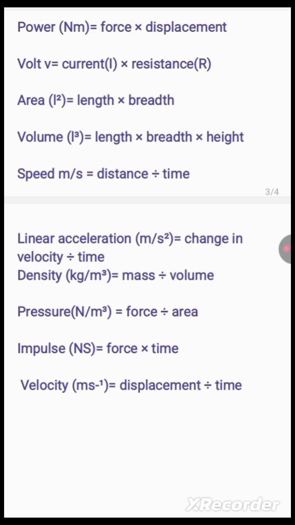The next derived quantity is impulse. Impulse is gotten from the product of force times time. The force on a body and the time in which the force acts is known as the impulse.